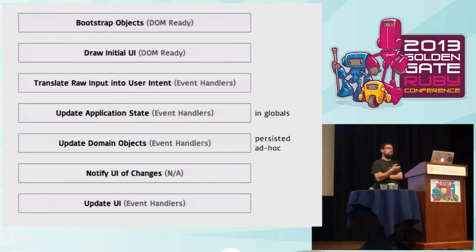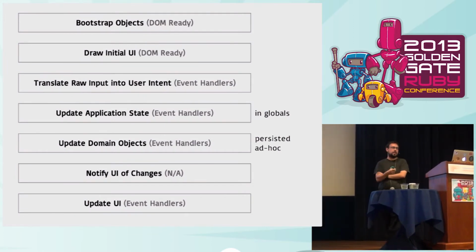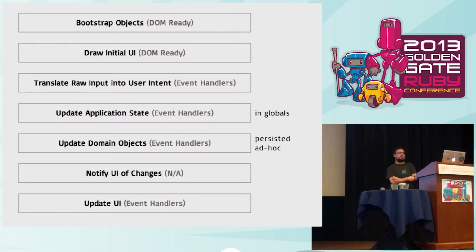And what I mean by all manual is, okay, so bootstrapping objects, no problem. I'll do that when the DOM becomes ready. Draw initial UI, no problem, DOM ready. I want to translate some raw input into user intent, I'll just do that in an event handler. Update application state, I'll do it in an event handler. And the application state will just be global variables.